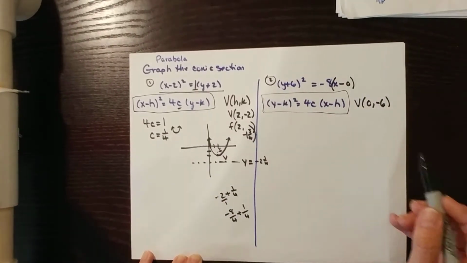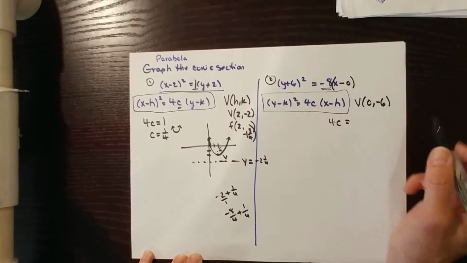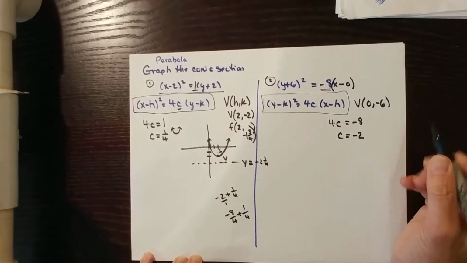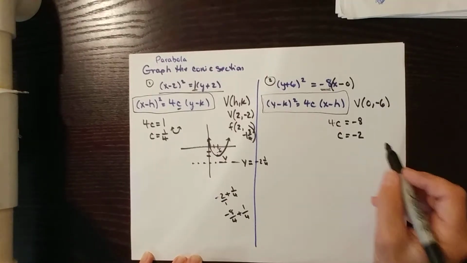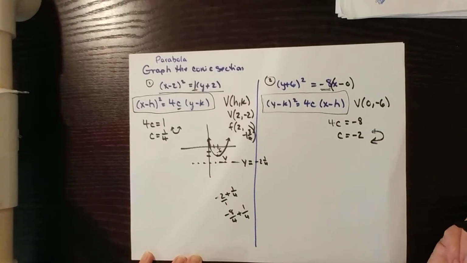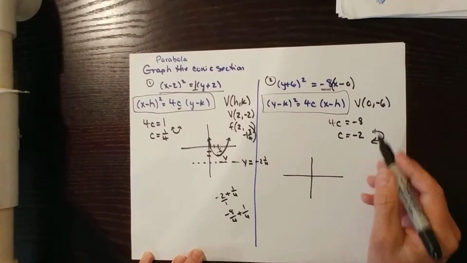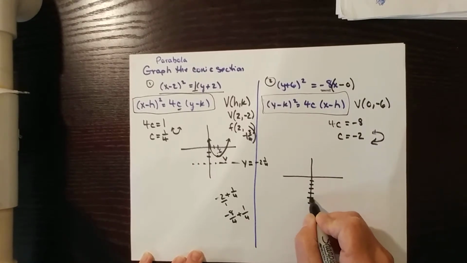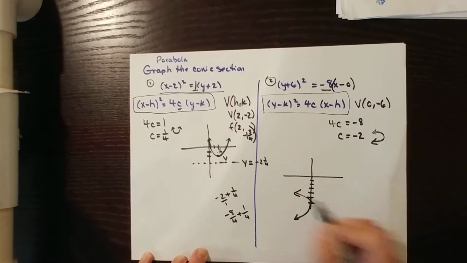So 4 times c is equal to whatever this number is. -8 is this one, so c is -2. The fact that c is negative and that y is being squared means that this parabola will open to the left, which is the negative direction for x's. So we will find our vertex, which is (0, -6). 1, 2, 3, 4, 5, 6. This is where my vertex is. I know my parabola will look like that.